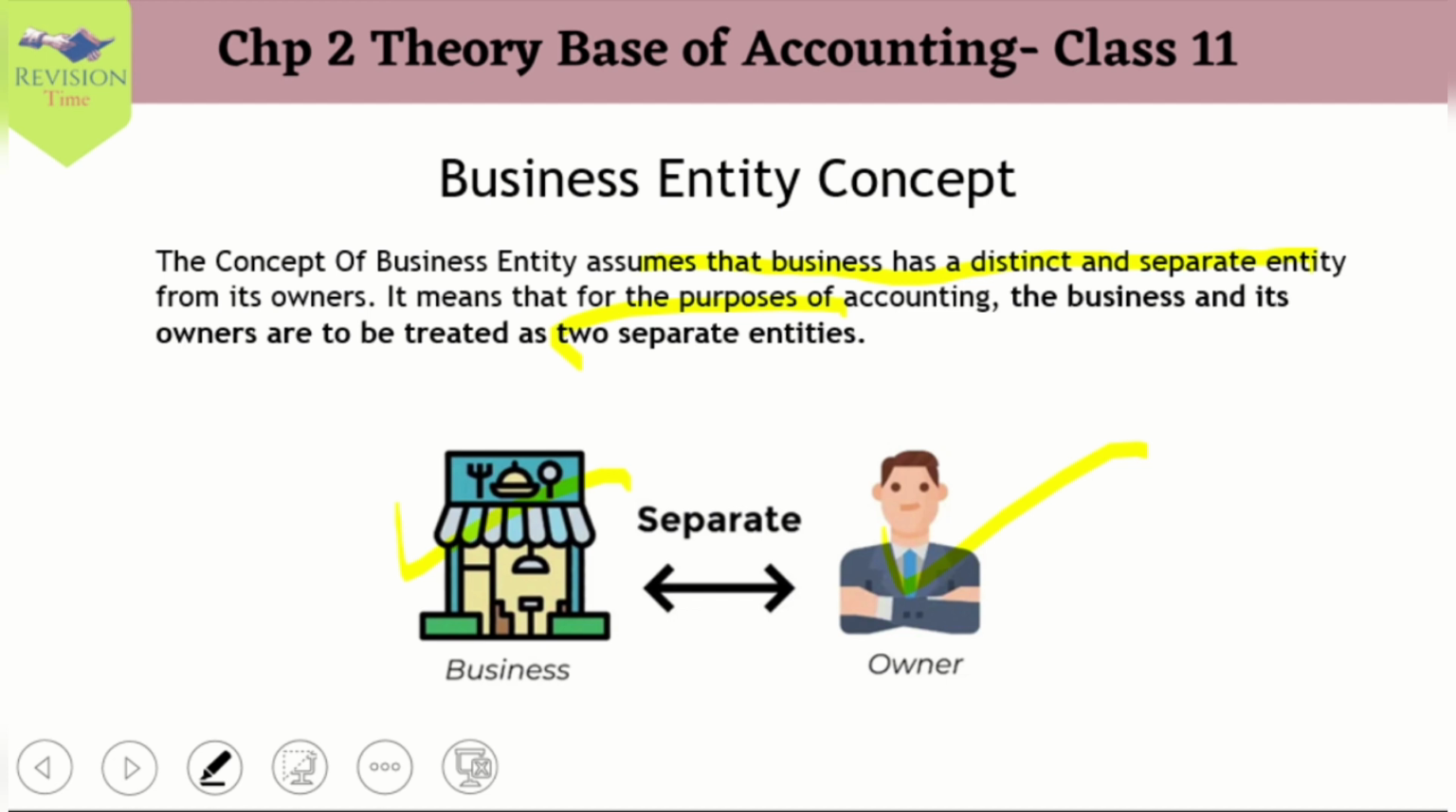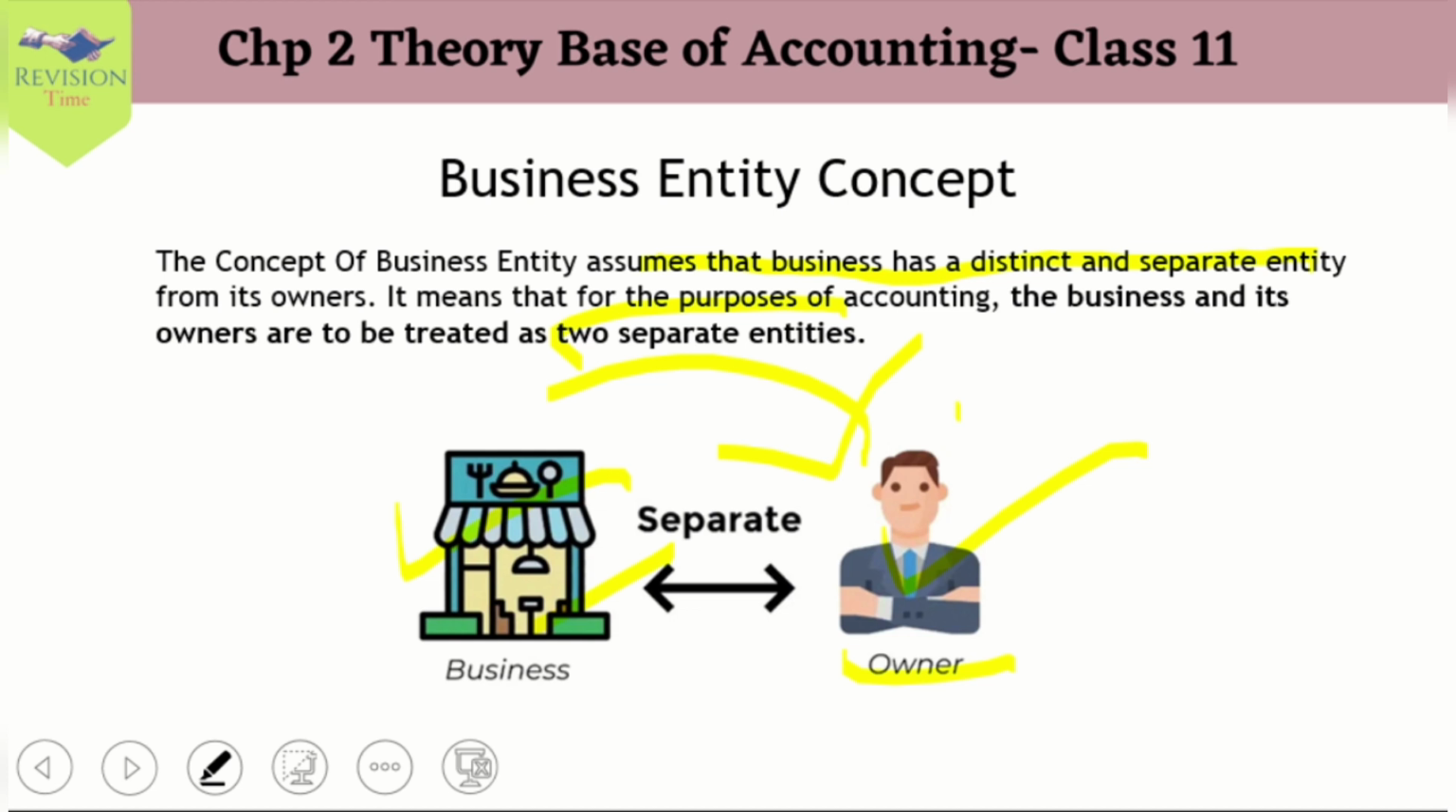The separate entity concept states that we should record personal and business transactions separately. For example, if the owner contributes money, brings in money towards the business, it is treated as capital, and capital is recorded as a liability to the owner in the balance sheet. And if a person takes money from the business for his personal use, it is considered drawings, and there is a reduction in capital and a reduction in the liability of the business because he has withdrawn some money.